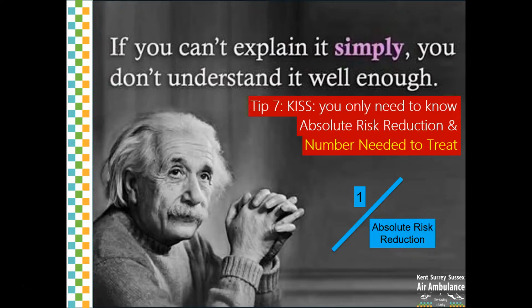If you tell me the number needed to treat for an intervention, then that makes it easy to understand. Aspirin in acute myocardial infarction, number needed to treat 42. Costs pennies, only need to treat 42, I save one life. That's amazing.